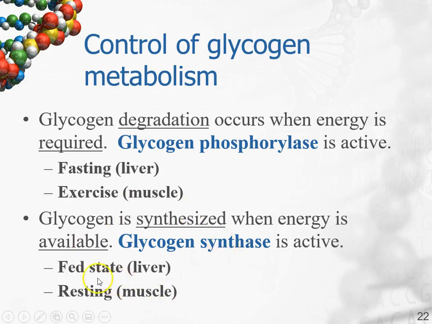On the other hand, if we're resting or fed, it will be the opposite. When energy is available, such as when we're fed, then we can take that glucose from our diet and use that to synthesize glycogen in the liver for the hard times to come ahead. And the same thing for the muscle. If we're resting, then we can use glucose from our diet to synthesize glycogen, and then we can call upon that the next time we do some exercise.